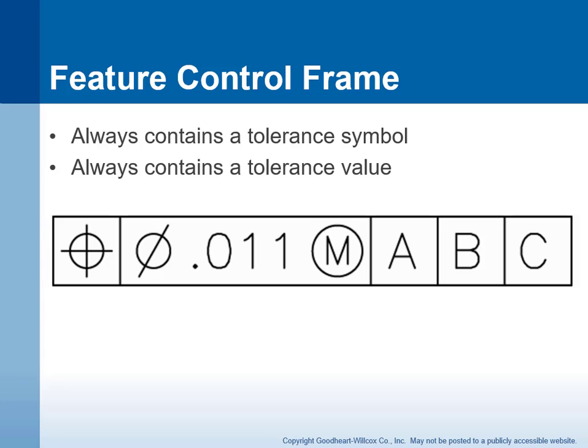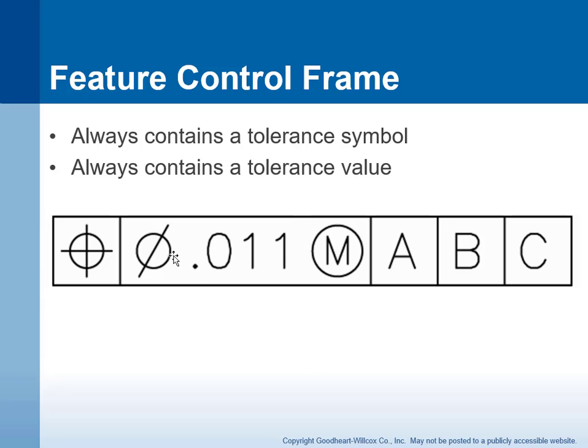Okay, in geometrics, we're going to use feature control frames. This is an example of a feature control frame. We'll be talking more and more about this, but I just want to introduce this here. A feature control frame always contains a tolerance symbol. Okay, here is the tolerance symbol. It's the geometric characteristic that the feature control frame is trying to control, and it always contains a tolerance value. In this case, the 11/1000 here is the tolerance value.